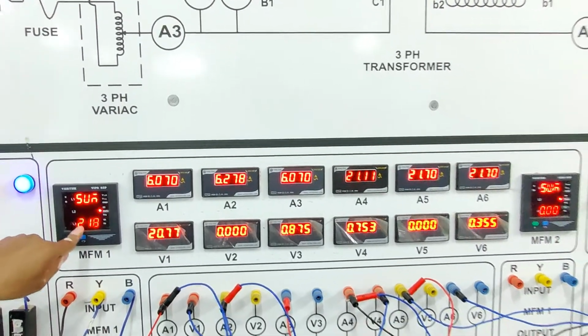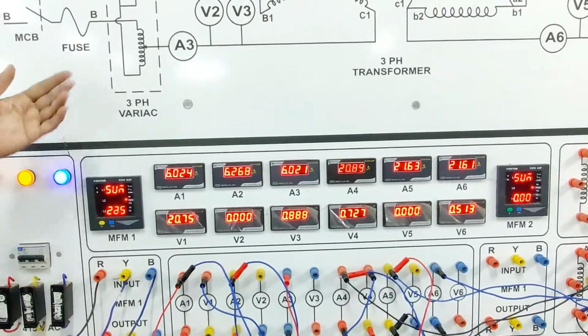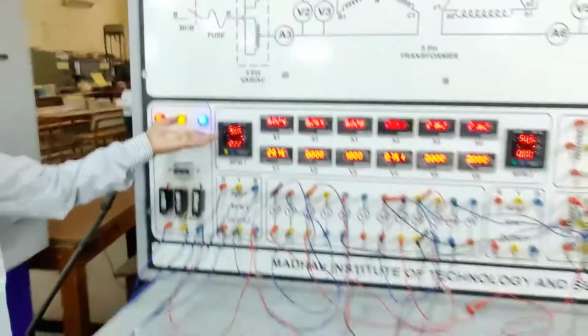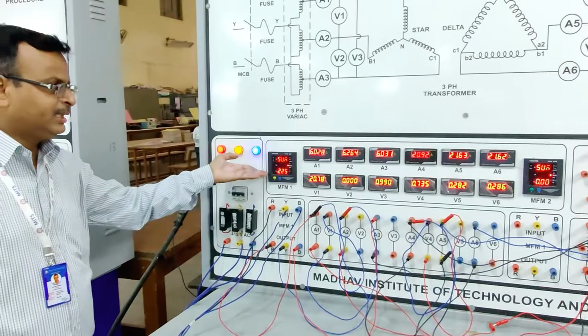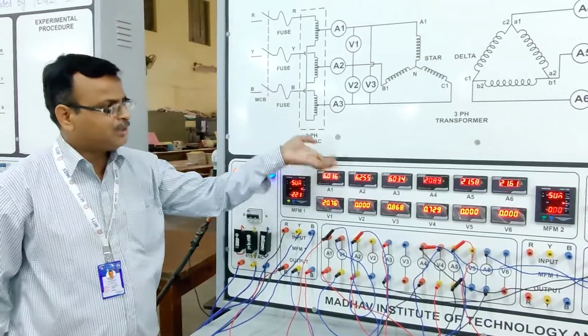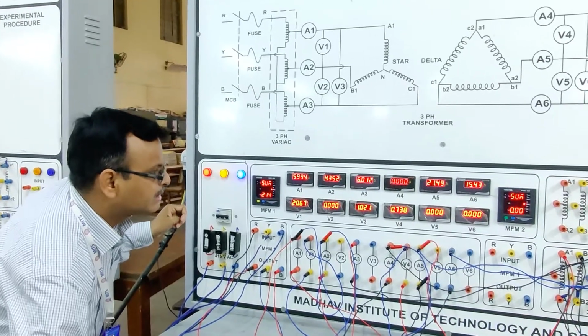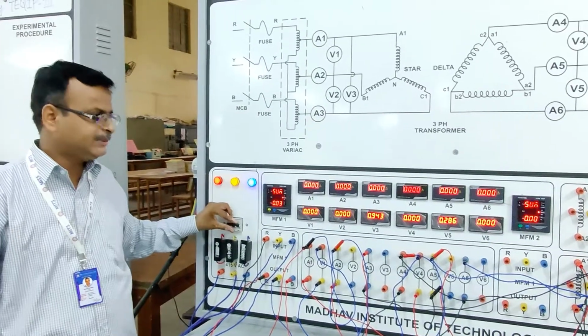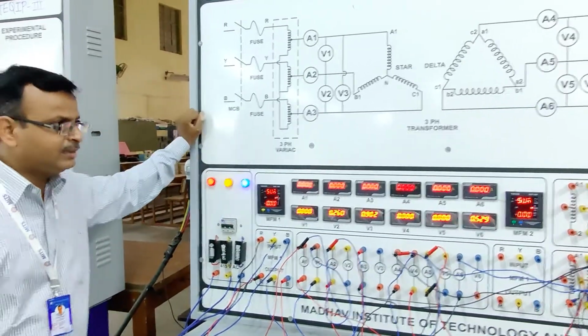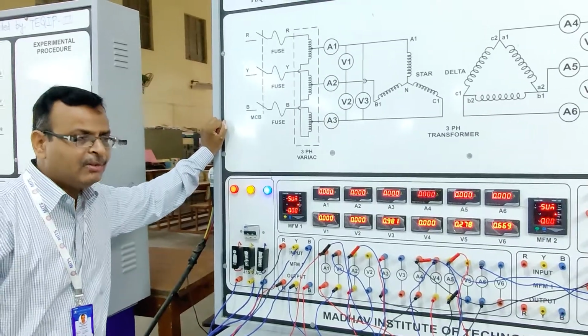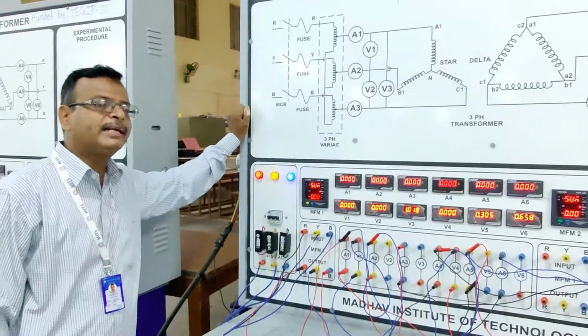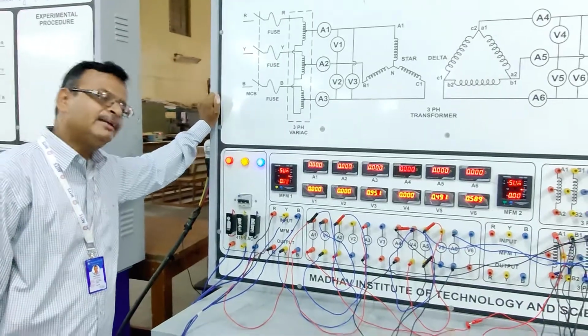So one reading we have already taken in the open circuit test and the second reading in the short circuit test. And these are the observations of the open circuit and short circuit tests. With the help of these two tests, in the calculation part of this experiment, we can determine its efficiency, and also determine the transformer equivalent circuit and all other parameters.